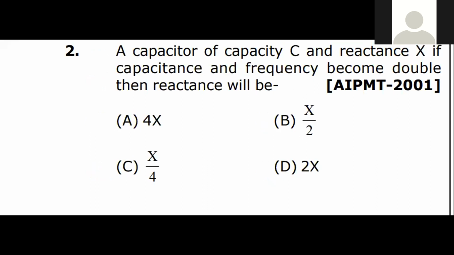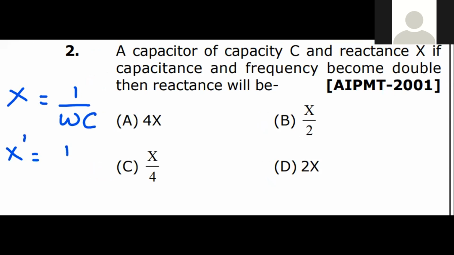So, initially the value is x. By 2, sir. This x will be equal to 1 by omega c. Yes or no? Answer x by 2. Now, let me call the new x as x dash.